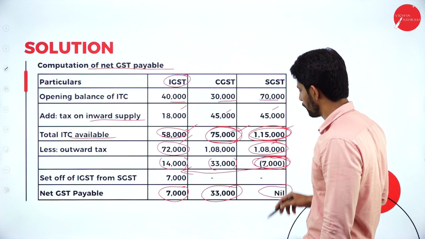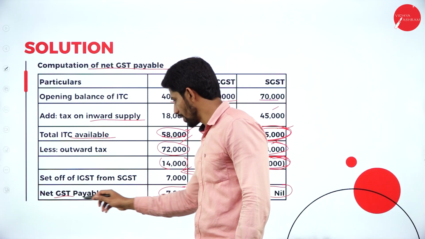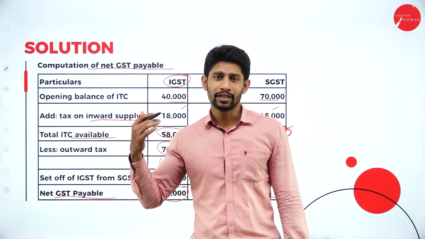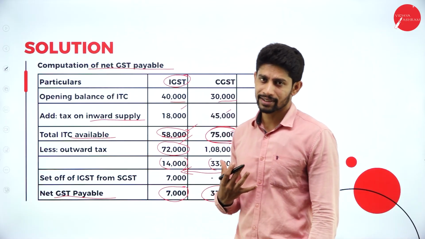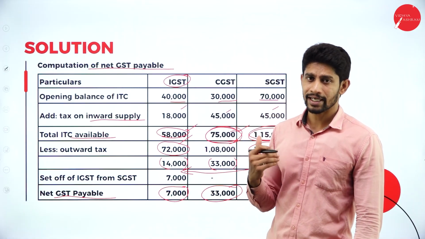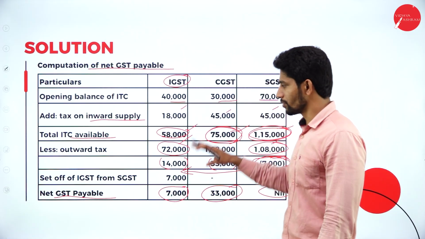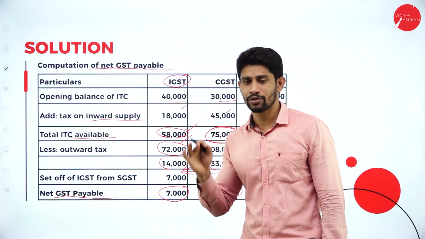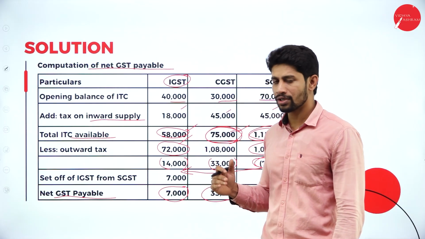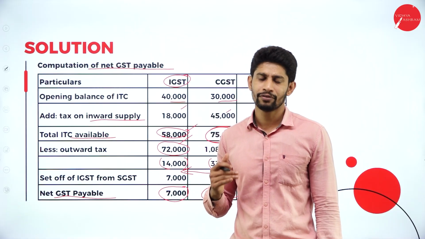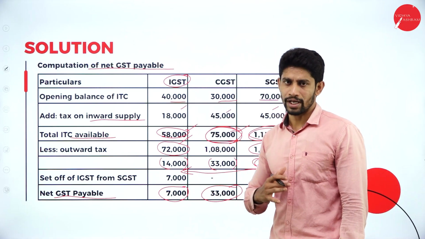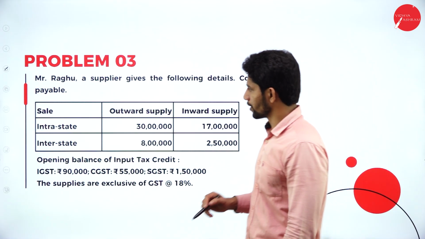So this is how you find out the net GST payable by the supplier after setting off the input tax and output tax, and after setting off the IGST, CGST and SGST negative and positive balances. This question will be asked for 15 marks in your main exam compulsorily, so concentrate more on this. It's very easy, you just have to understand the concept of how this set off will work against the input tax and output tax. Next one, problem number 3.